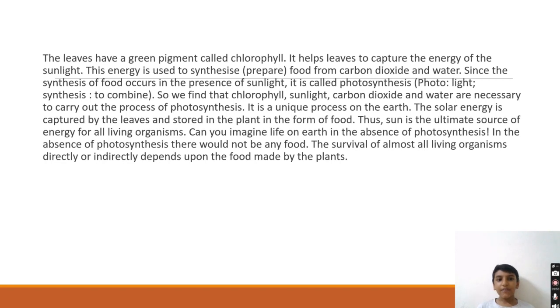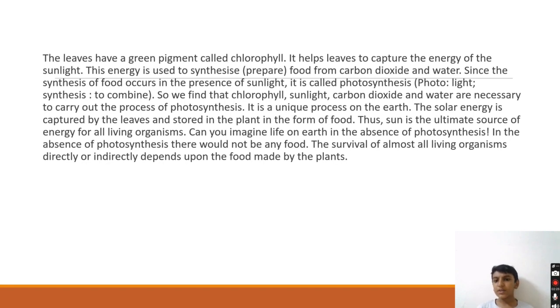The leaves have a green pigment called chlorophyll. It helps leaves to capture the energy of the sunlight. This energy is used to synthesize food from carbon dioxide and water. Since the synthesis of food occurs in the presence of sunlight, it is called photosynthesis. Photo means light, synthesis is to combine. So we find that chlorophyll, sunlight, carbon dioxide and water are necessary to carry out the process of photosynthesis.